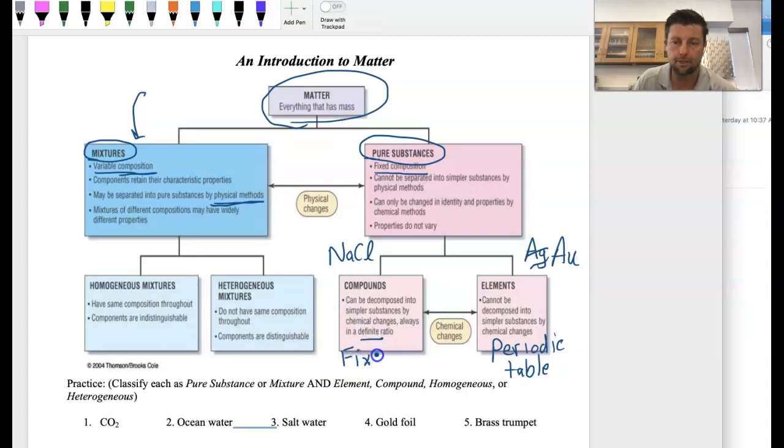Here it says definite ratio. I use the term fixed ratio. So things like water, sodium chloride, other examples, those are in a fixed ratio of elements.